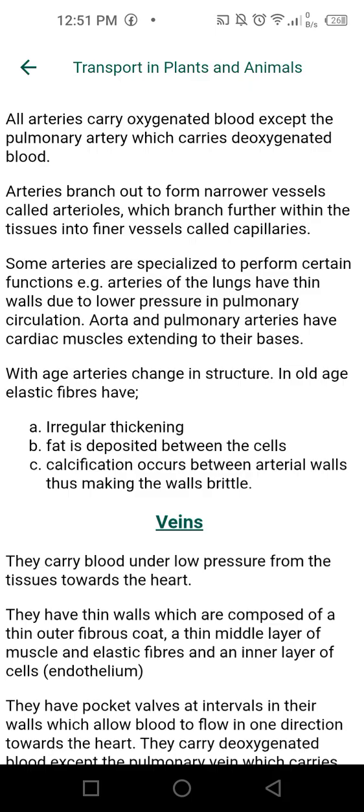With age, arteries change in structure. In old age, elastic fibers have a regular thickening. Fat is deposited between the cells. Calcification occurs between arterial walls, thus making the walls brittle.